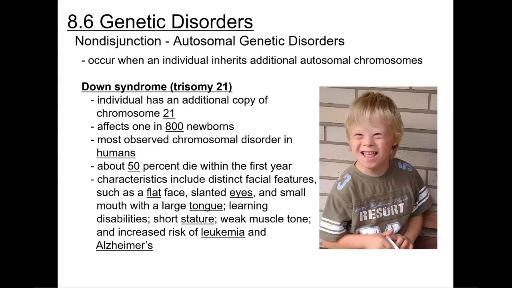Next one, we're going to have Down syndrome. That's called trisomy 21. Individuals are going to have additional copies of chromosome 21, and this affects 1 in about 800 newborns. This is going to be the most observed chromosomal disorder in humans. About 50% die within the first year. Characteristics are going to include distinct facial features such as a flat face, slanted eyes, small mouth with a large tongue. They come with learning disabilities, a shorter stature, weak muscle tone, and increased risk for leukemia and Alzheimer's.